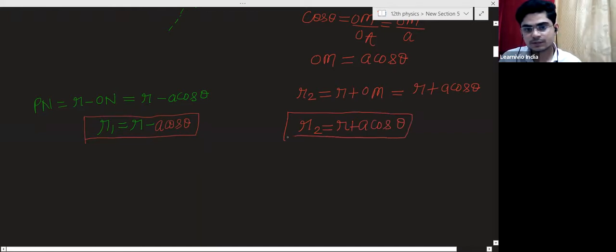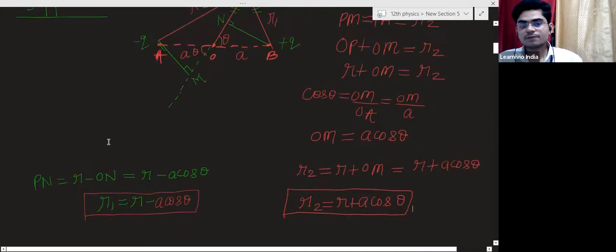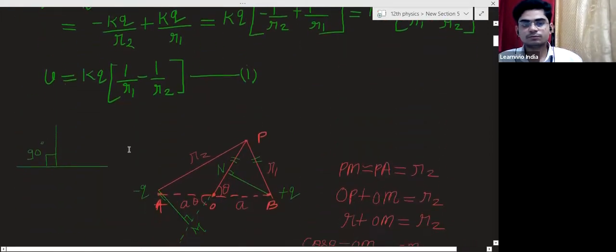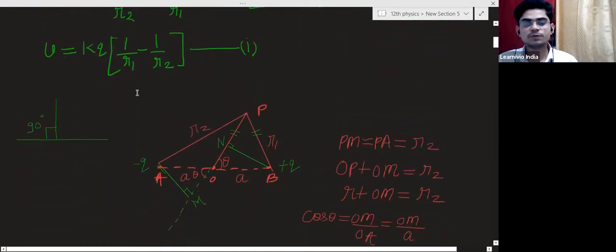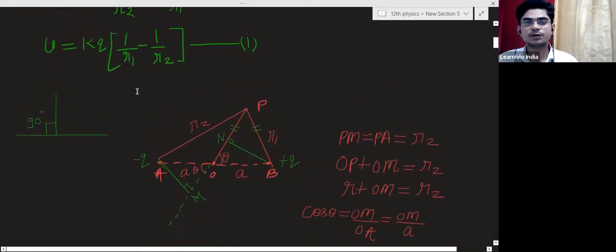Please don't remember this. Physics is not for learning. It is all about understanding the concept and the mathematics behind it. Okay, fine. So now we will use the value of R1 and R2.